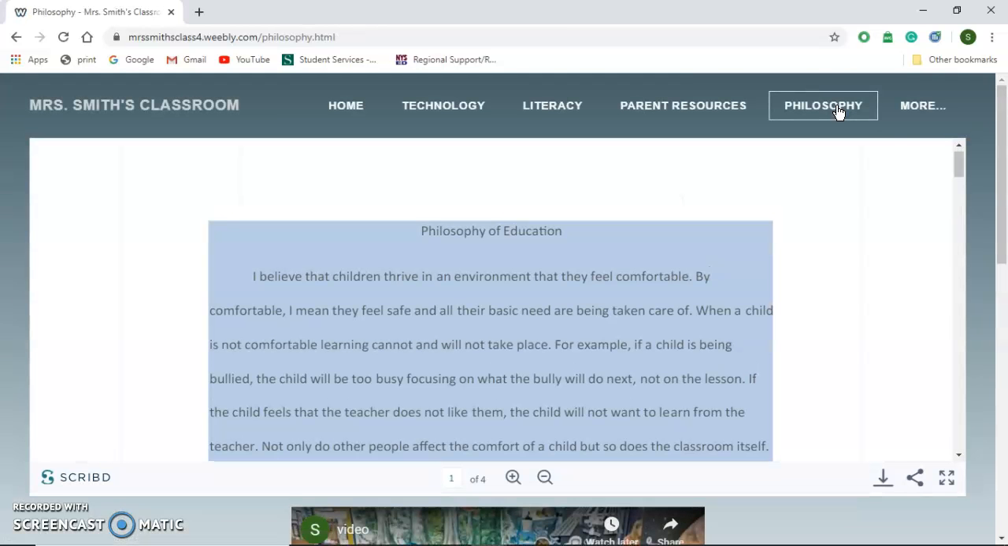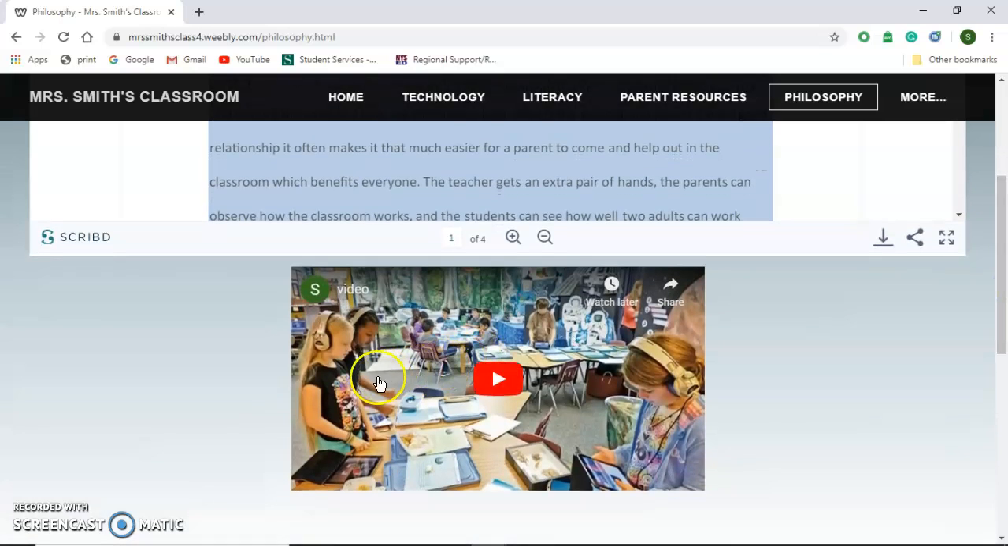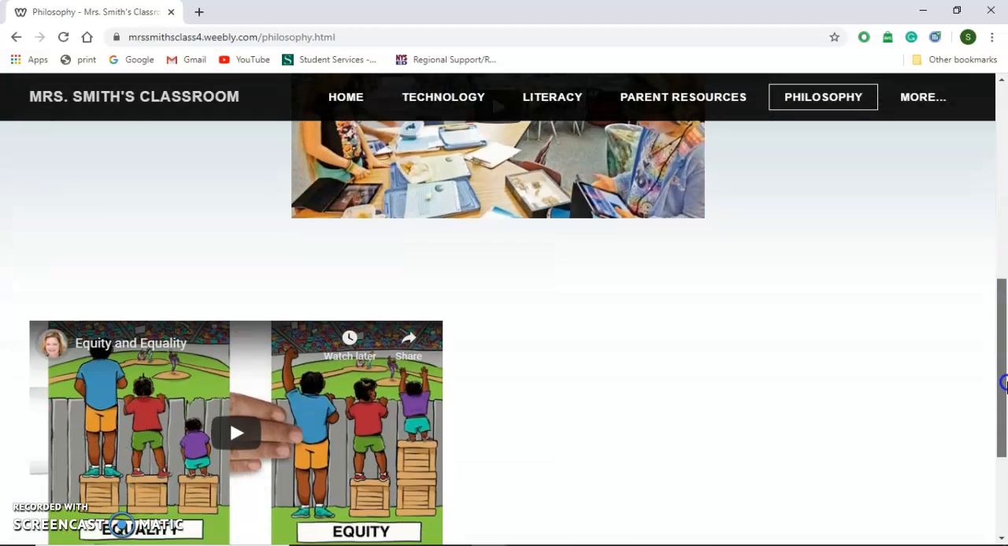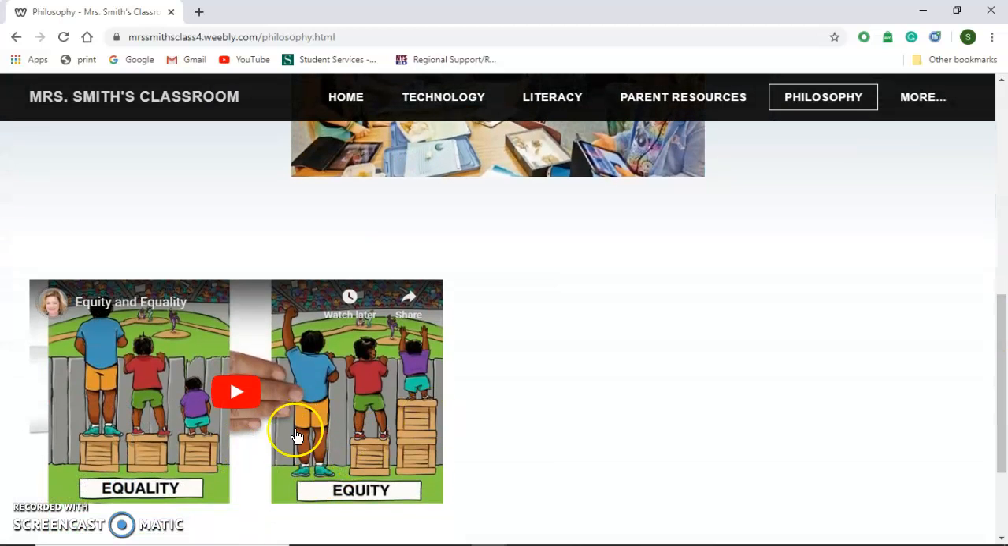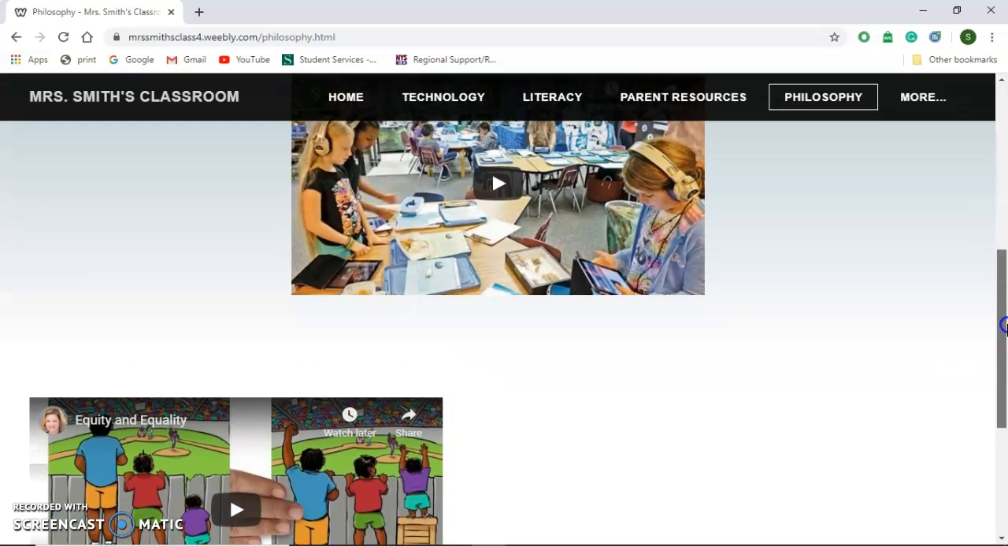Because I am using this as a portfolio for potential employers, I did include my philosophy of education here. I also included my story on differentiated instruction because I do believe that is very important. And down here, I've included a YouTube video on equity and equality because I feel that is important to include with my philosophy statement as to why I feel this is important.